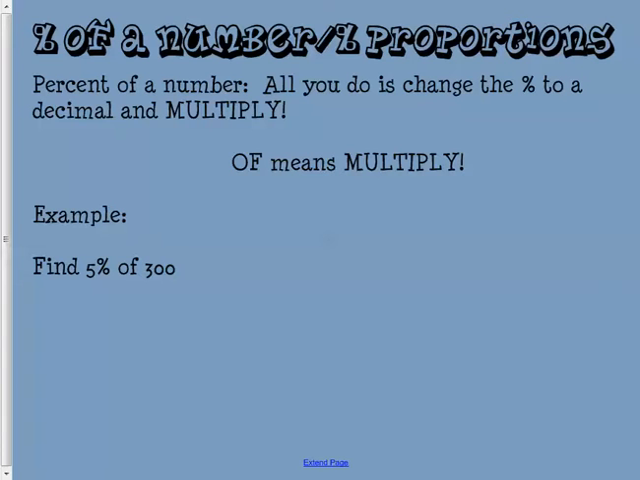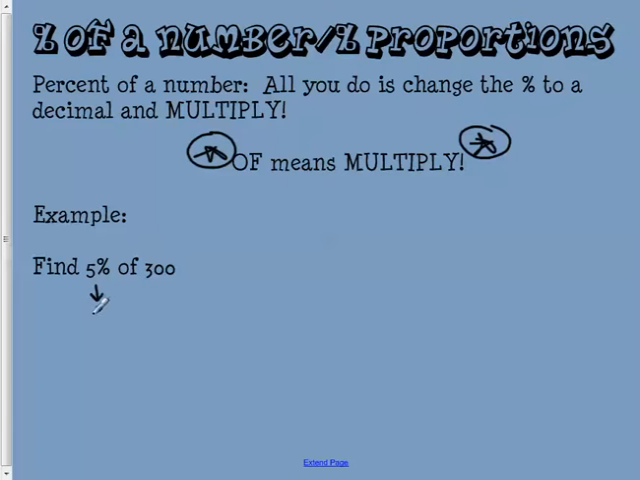Hey guys, today we are talking about percent of a number and percent proportions. Percent of a number, all you have to do is change the percent to a decimal and multiply, because "of" means multiply in math. Please write that down and put 2 stars next to it. For example, find 5% of 300.